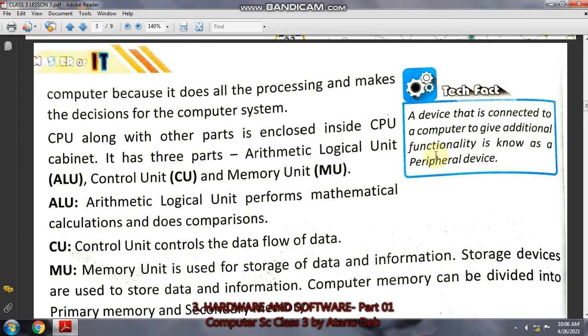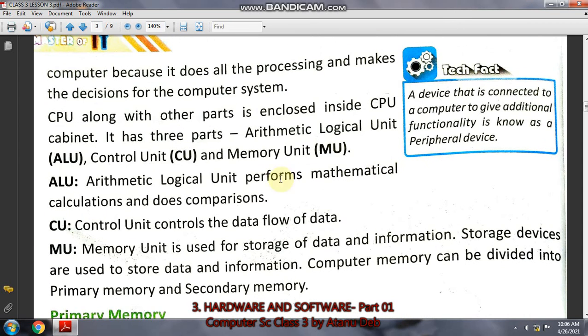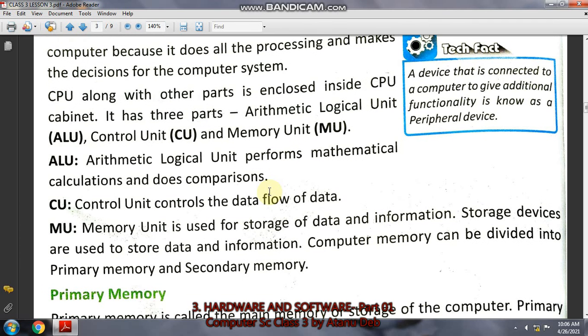So all the parts of the computer are controlled, like the mouse, keyboard, etc., speaker, printer, monitor, everything is controlled by this control unit called CU. You can say it is the manager of the computer system. Okay, it acts as the manager of the computer system.